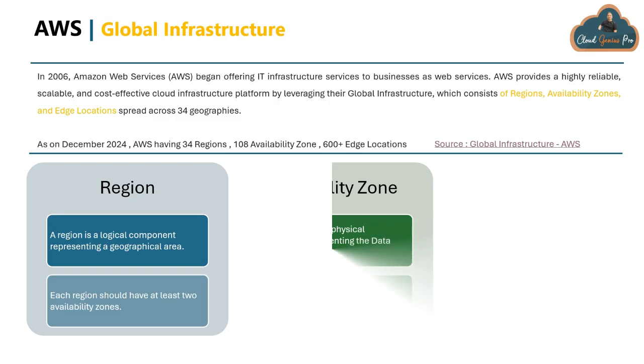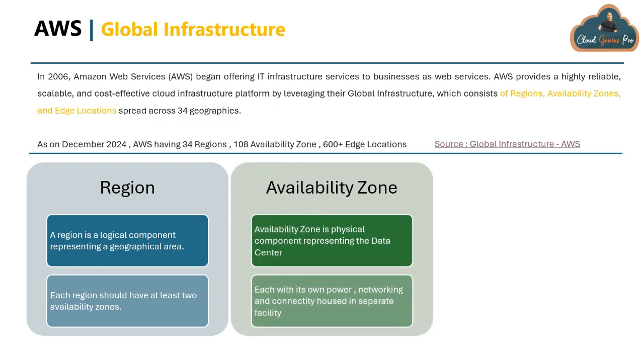Now the second attribute is availability zone. An availability zone is a physical component unlike region. It is more representative of the data center. So the key difference between region and availability zone is that region is a logical component representing the geographical area, but availability zone is a physical component. To be precise, it is representing the physical data center.